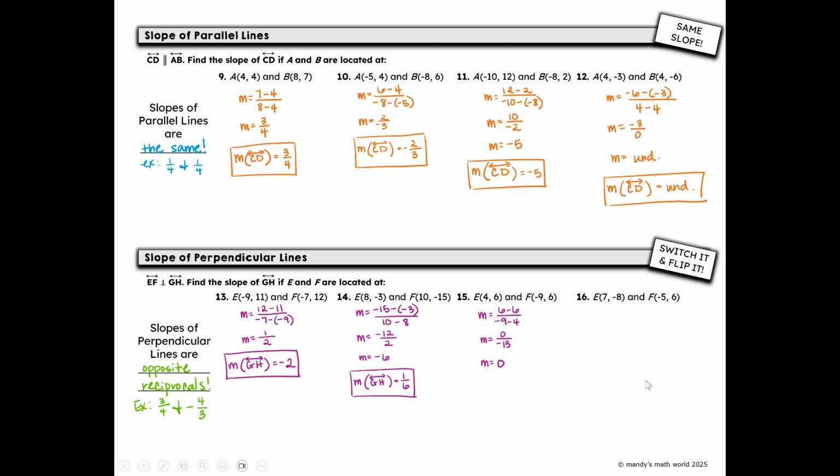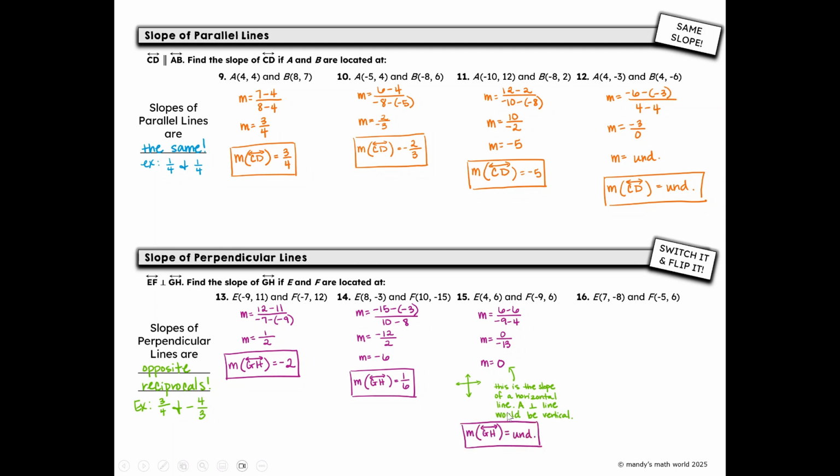That's horizontal. What would be the slope of the line that's perpendicular to that? Well, the slope of a line that's perpendicular to a horizontal line, that's a vertical line. What's the slope of a vertical line? It is undefined. So the slope in this case would be undefined.